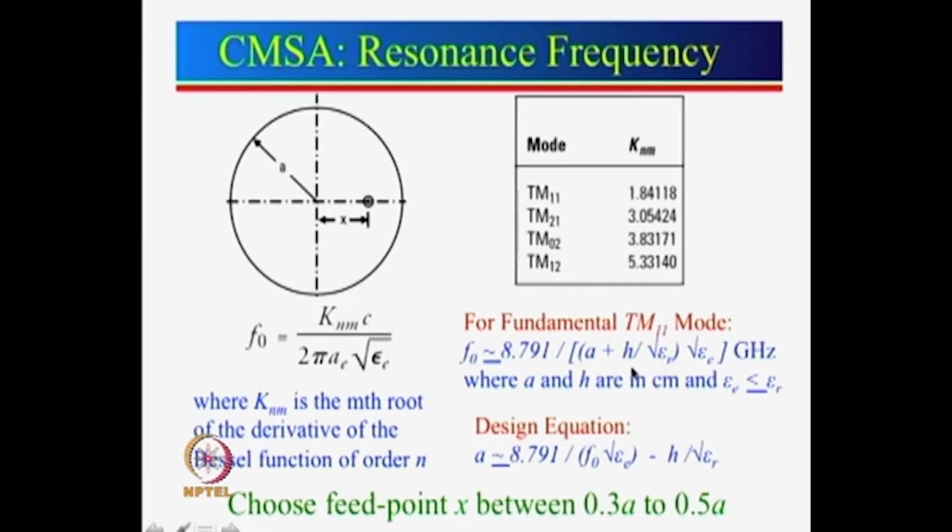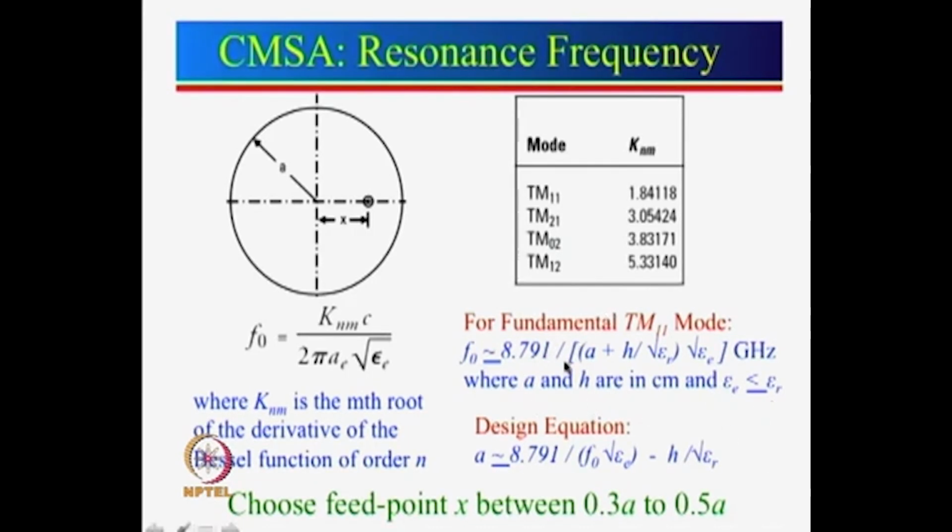So it is very similar to what we had done in the case of rectangular patch. In rectangular patch we had said this is length, let us say L. So we had taken L effective, which was delta L on this side, delta L on this side, but here we are taking only A effective. So A effective will be all around. The A effective will be A plus delta A, and we have used an approximation of delta A as H by square root epsilon r, and epsilon effective comes as it is here, and in general epsilon effective should be less than epsilon r, and A and H are taken in centimeters.